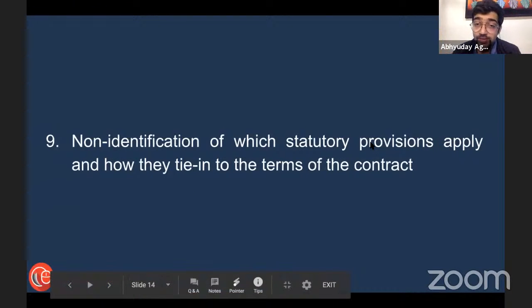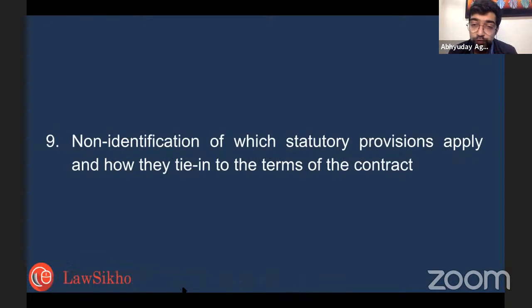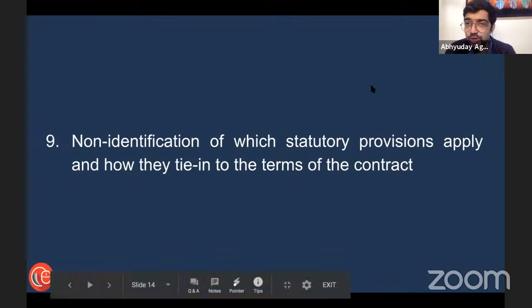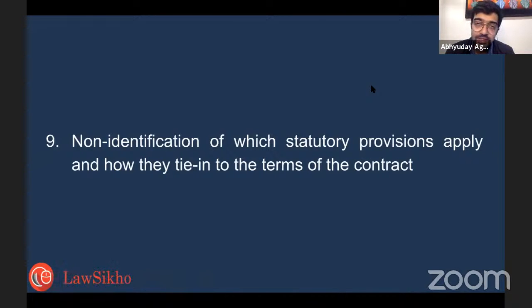That's here, non-identification of statutory provisions that are applicable and how they tie into the terms of the contract. Like if you have an insurance contract, IRDA has a 30 days look through period. In 30 days I can cancel the contract after getting an insurance policy and paying the premium, and if I cancel the policy, I will get the money back.